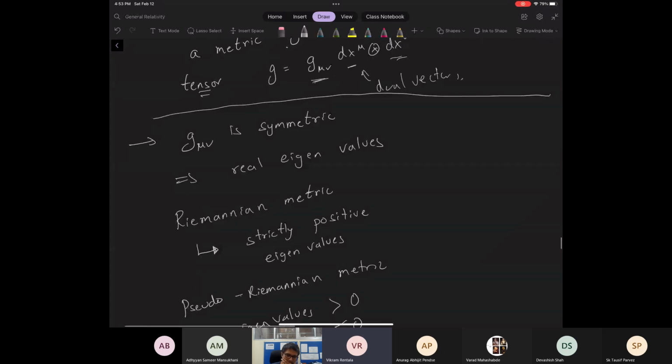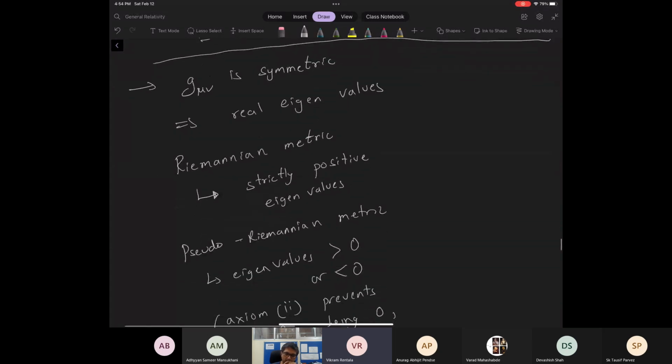Okay, now let's come to some final properties of this metric. One is we already discussed that the first axiom of the properties of the metric indicates that g mu nu is a symmetric matrix, which means also that it's not only diagonalizable, but the eigenvalues are real. So when I diagonalize g mu nu, I will get real numbers as the eigenvalues. I won't get any complex numbers.